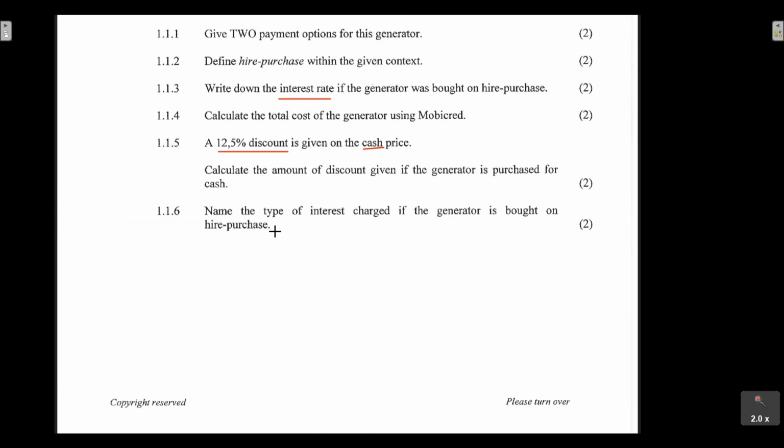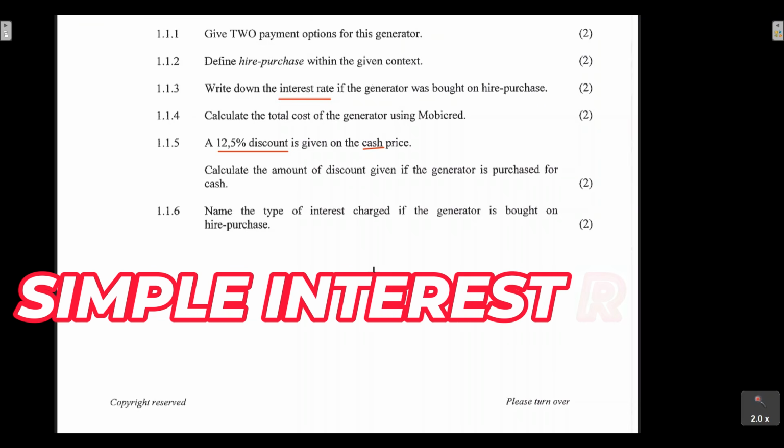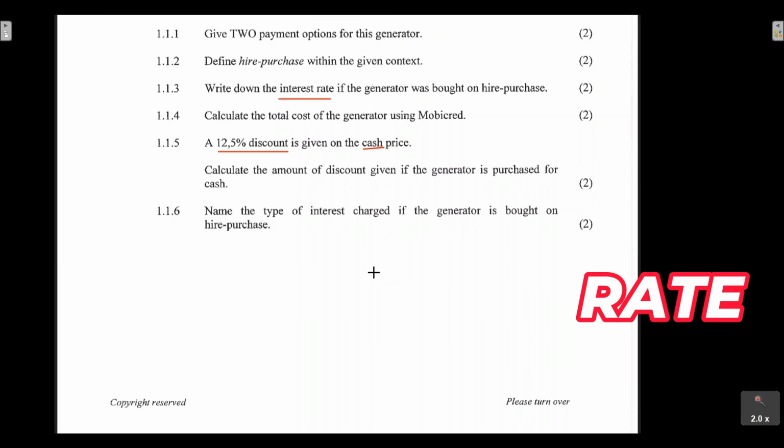It says, name the type of interest charged if the generator is bought on hire purchase. Remember, guys, I explained when I started the video tutorial that when you decide to buy something on a hire purchase agreement, your interest is charged on simple interest. What do I mean by this? So now I'm going on a whole different lesson. I'm giving you guys a lesson on simple interest and a lesson on compound interest.